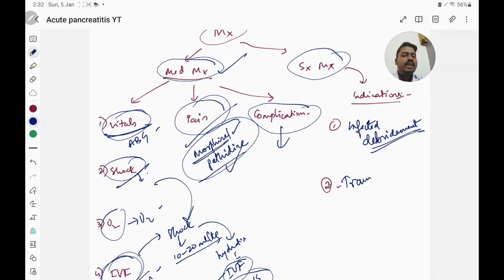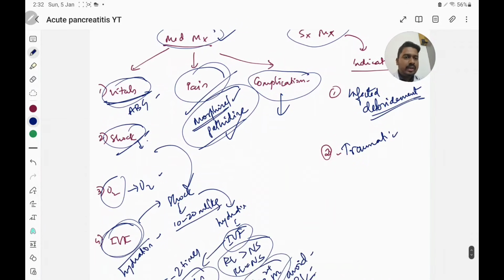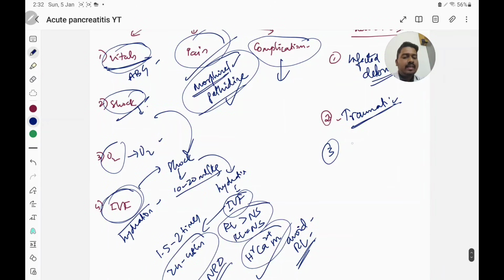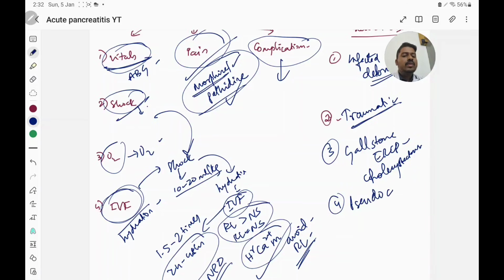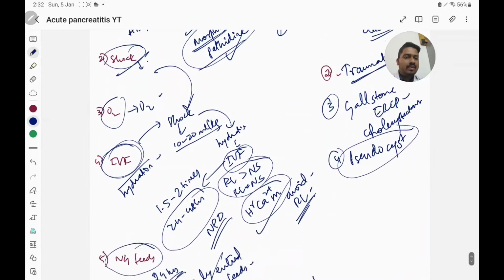Second is traumatic pancreatitis, okay. Suppose you want to correct the bile duct injury which is happening because of traumatic pancreatitis. Third is if there are gallstones, okay, you can do ERCP and then remove the gallstones, or you can do cholecystectomy, okay. And fourth is pseudocyst. Once a pseudocyst is formed, if it is causing something, usually a pseudocyst will resolve, okay.